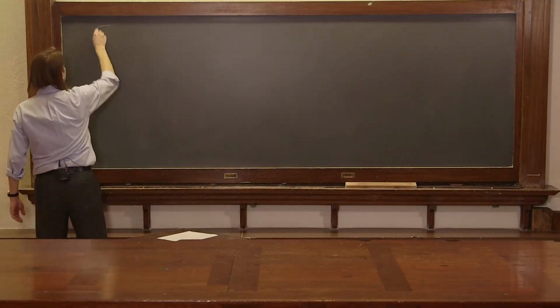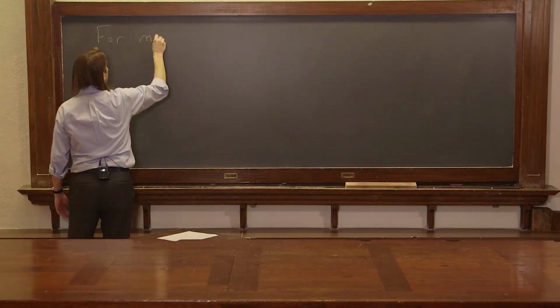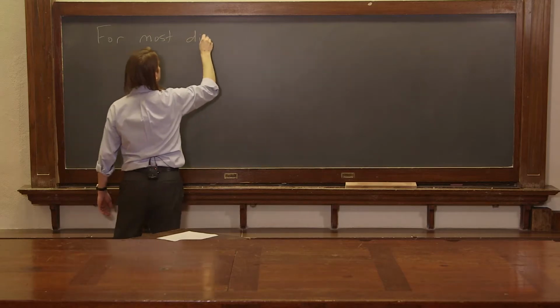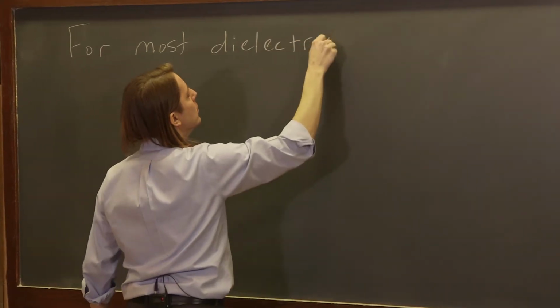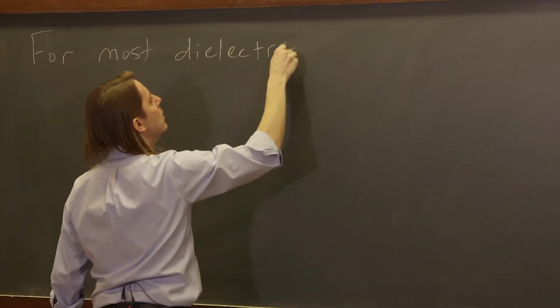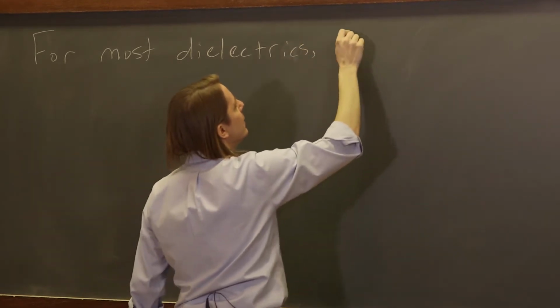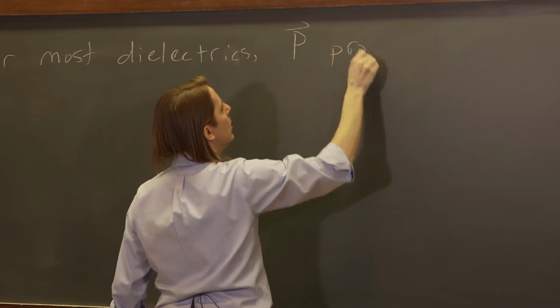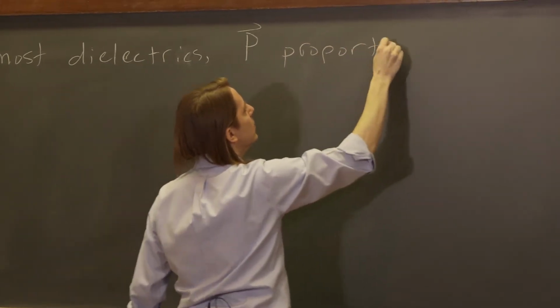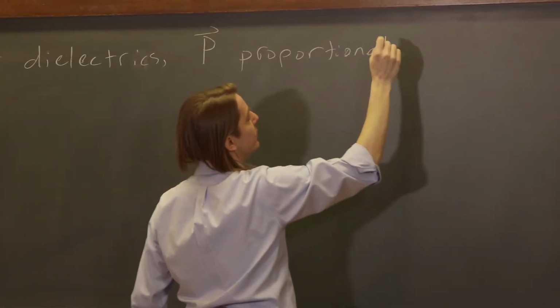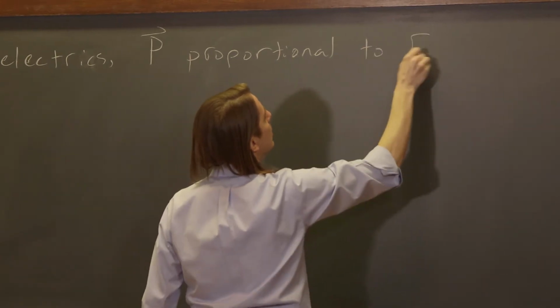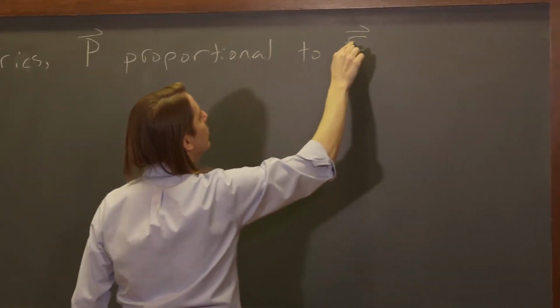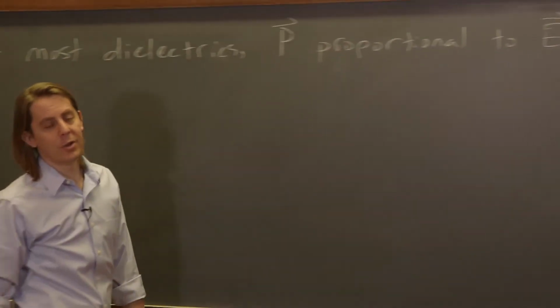For most dielectrics, the P, the polarization generated, is proportional to the field applied, or to the field in the material. So we just define it with a constant, right?